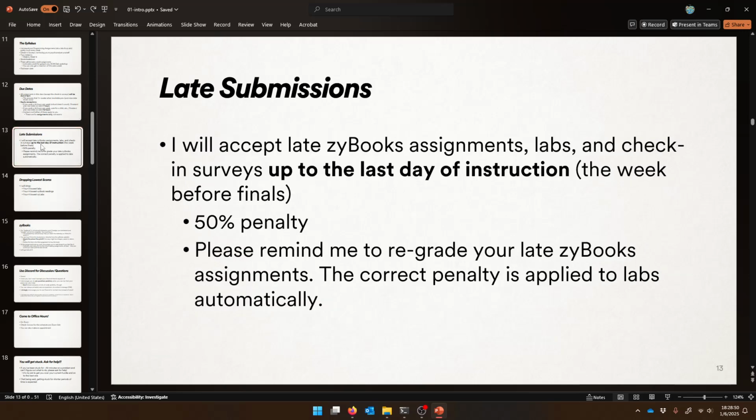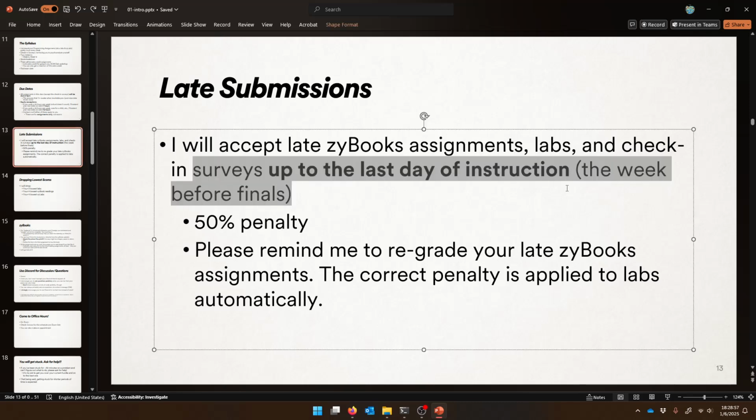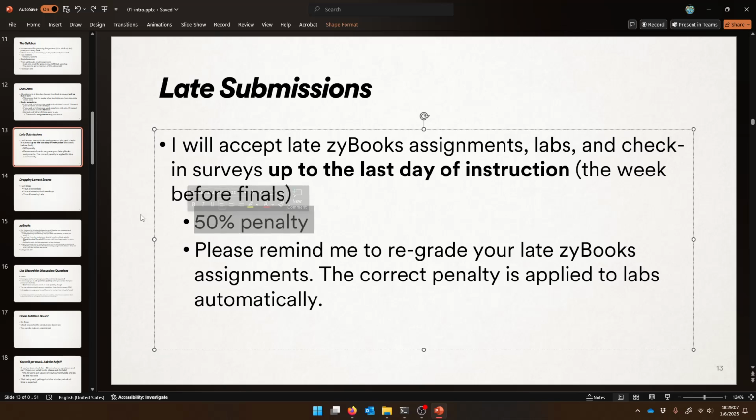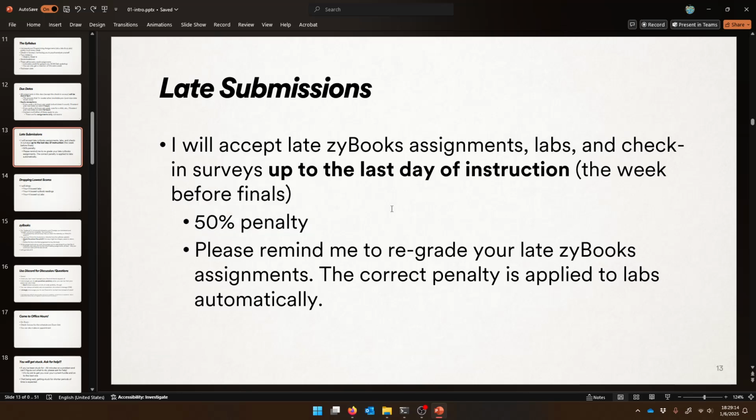I am also very lenient, though, with my late submission. So I'll accept late stuff up until the last day of instruction. That's the last day of classes before the finals week starts. And so you can turn something in late as late as that, but I'll knock off 50% of it the second something's late. So that's the give and take, okay? So 50% is still better than 0, so get stuff in. I highly encourage it.